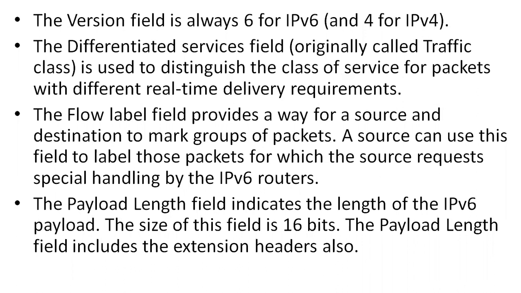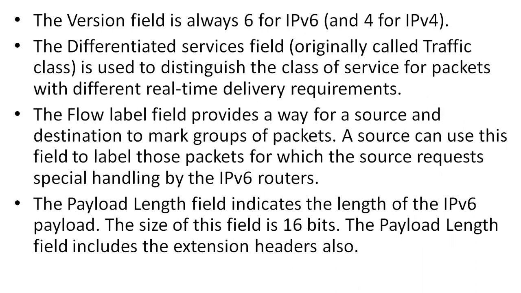That means previously also we mentioned differentiated services, like speed or reliability. These are the real-time delivery requirements. So in our communication channel, we can specify speed and reliability here. That is called differentiated services. And the next field is the flow label.